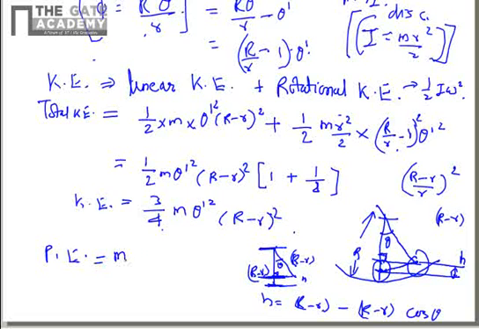So we know that the potential energy is equal to mgh, weight into the height against the gravity direction. So we will get mg, and h is (R minus r), which we take common outside, times (1 minus cos theta). So this is the potential energy of the cylinder.